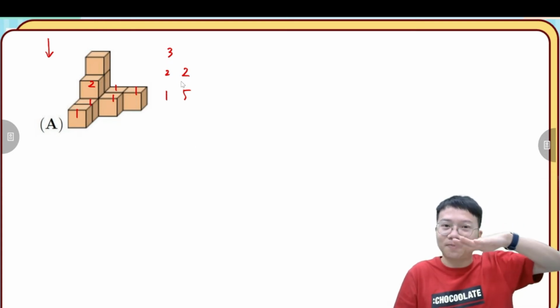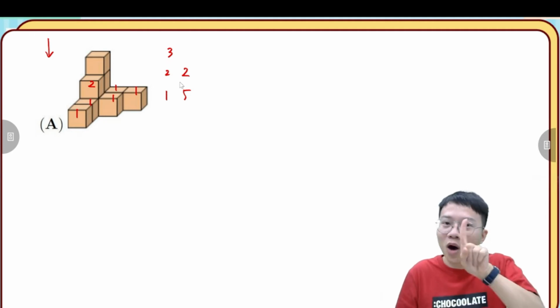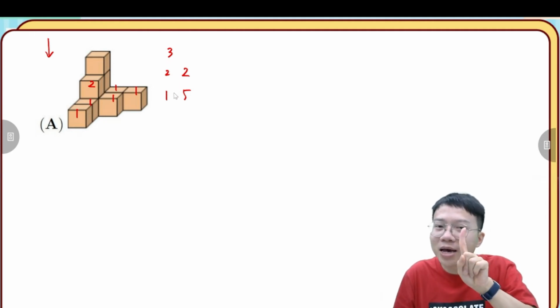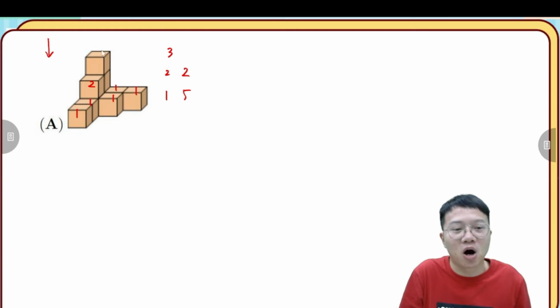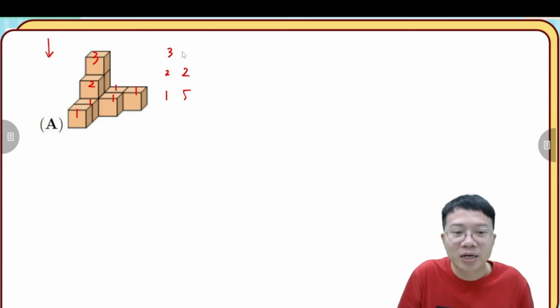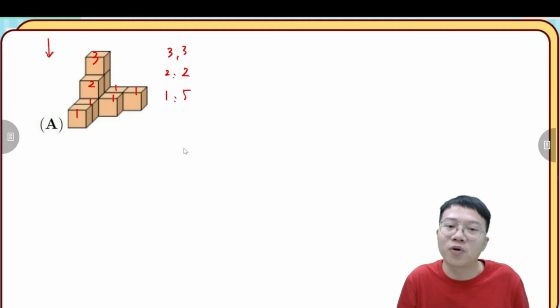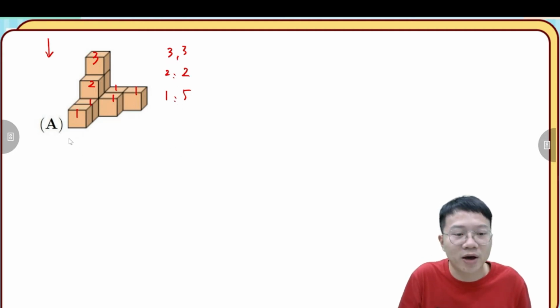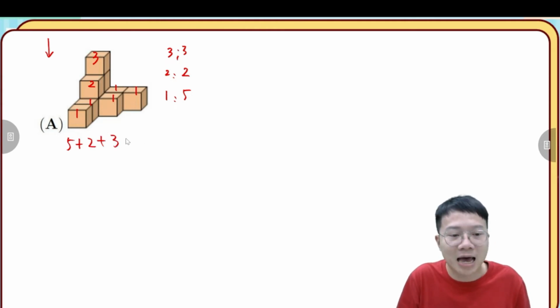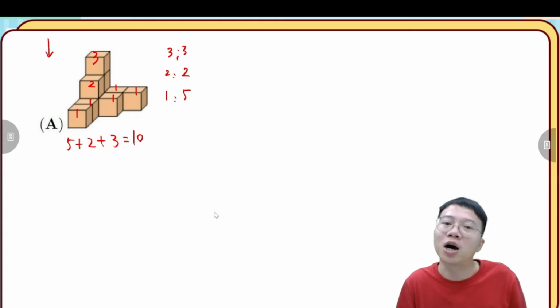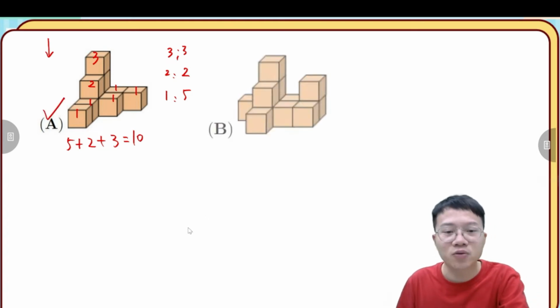And what about the third floor, the highest one? Yeah, how many can we see? 1. But do we only have 1? No, because it's on the third floor. So actually we have 3. So here we have 3 cubes on the third floor. So we add up all together. We have 5, and then we have 2, and then we have 3. So 5 plus 2 plus 3 equals 10. So we choose A here. Okay? So now let's try the other one.